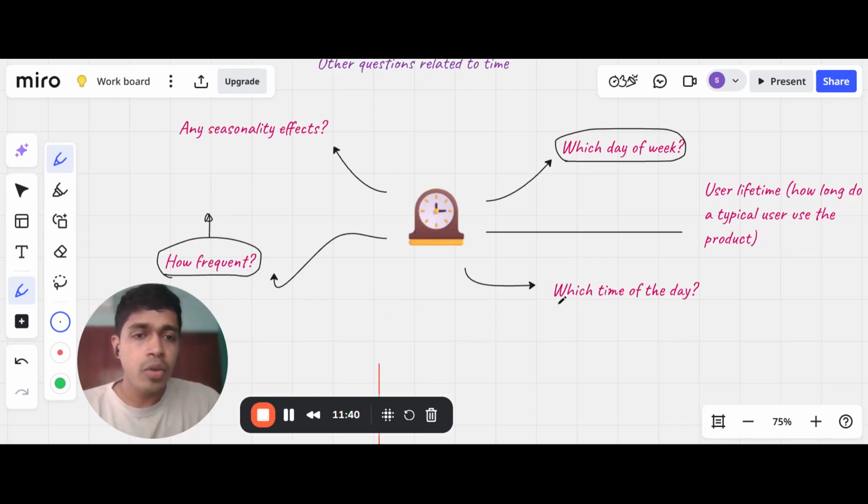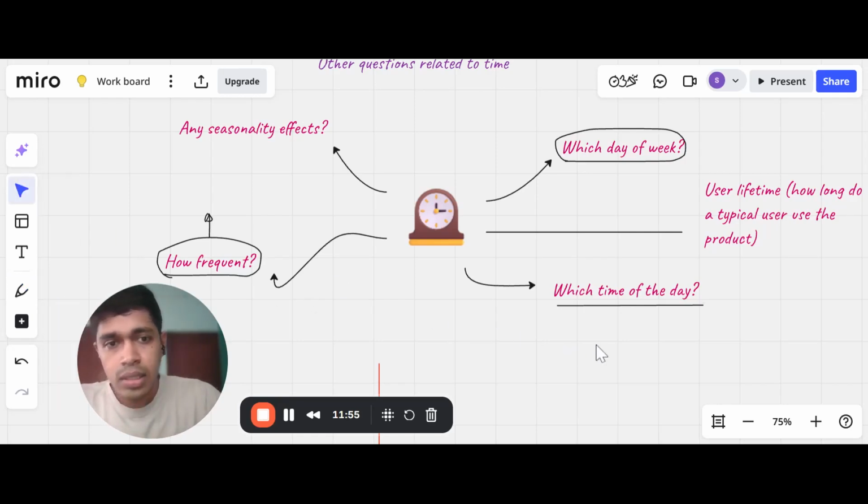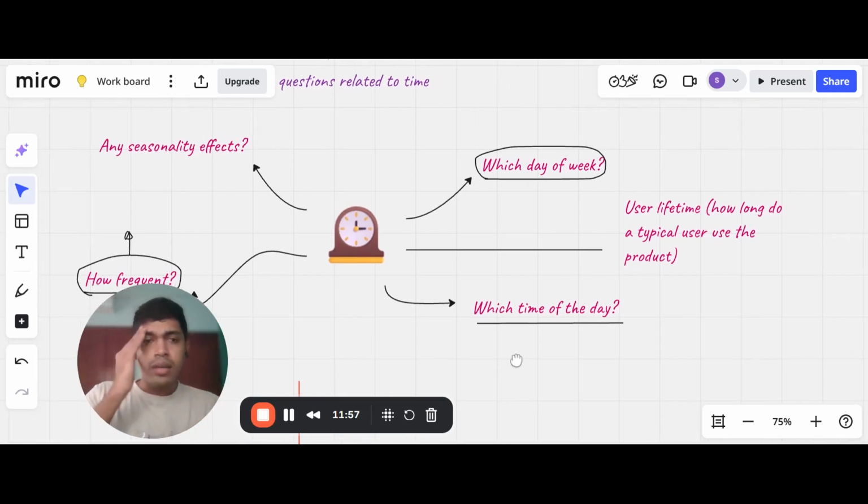And maybe you can also ask which time of the day. If it's happening every day between 5 to 7 p.m., then you will get some insight out of it. The whole idea of asking these questions is not to get to the right answer. It is basically to eliminate the other parts and just focus on the issue itself.